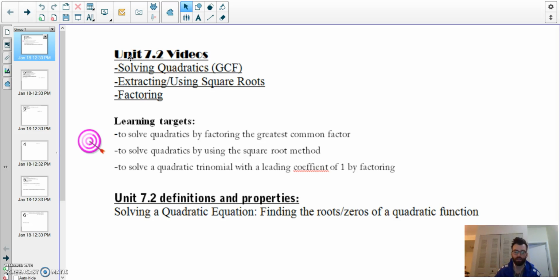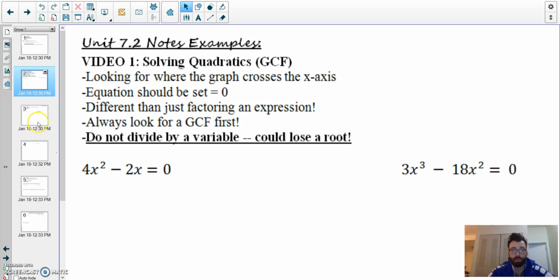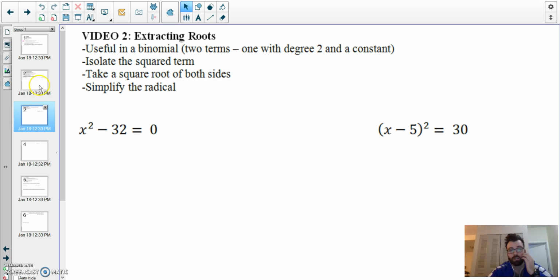Alright, so technically there are 3 videos that go with this lesson. However, I'm only going to make a video for one, which is extracting and using square roots. The other 2, solving quadratics by GCF and factoring, we will talk about tomorrow in class. But realistically, we've been solving quadratics by using a GCF and factoring the entire first semester, so you have already practiced those a lot. There's no sense in me making a video for you to watch that because we hope you have a pretty good handle on that, but we will review those tomorrow in class.